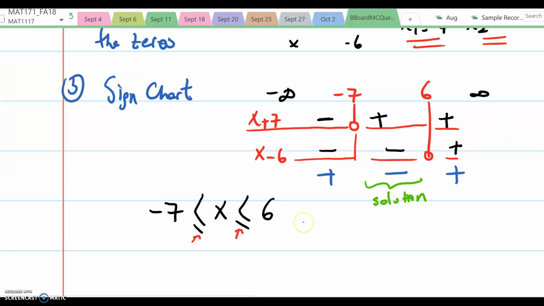So this is an inequality way of showing it. I believe we're asked for the interval way of showing it. So then we're going to write negative 7 to 6, with brackets for equal. So this will be the solution.